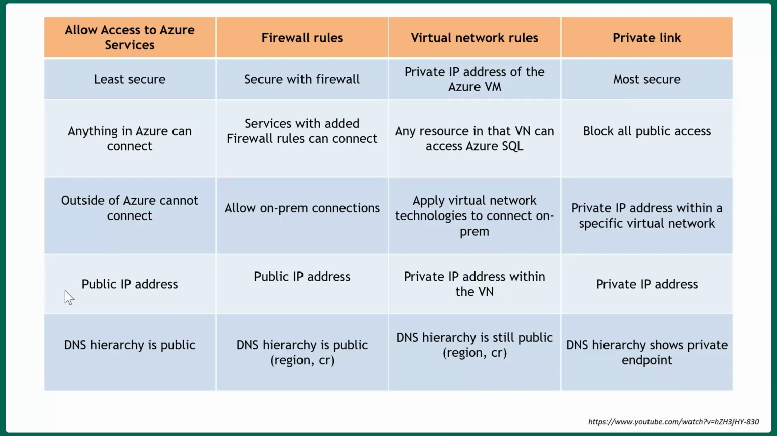Allow access to Azure services, which is on the left side, is the least secure one. If you select this option to true, if you turn this option on, any services within Azure can connect to your database. Once you turn it on, you don't have to think about any other network security to be set up. Any services within Azure can connect, but you cannot connect your on-prem SQL servers to Azure. This is not for on-prem. This is within Azure.